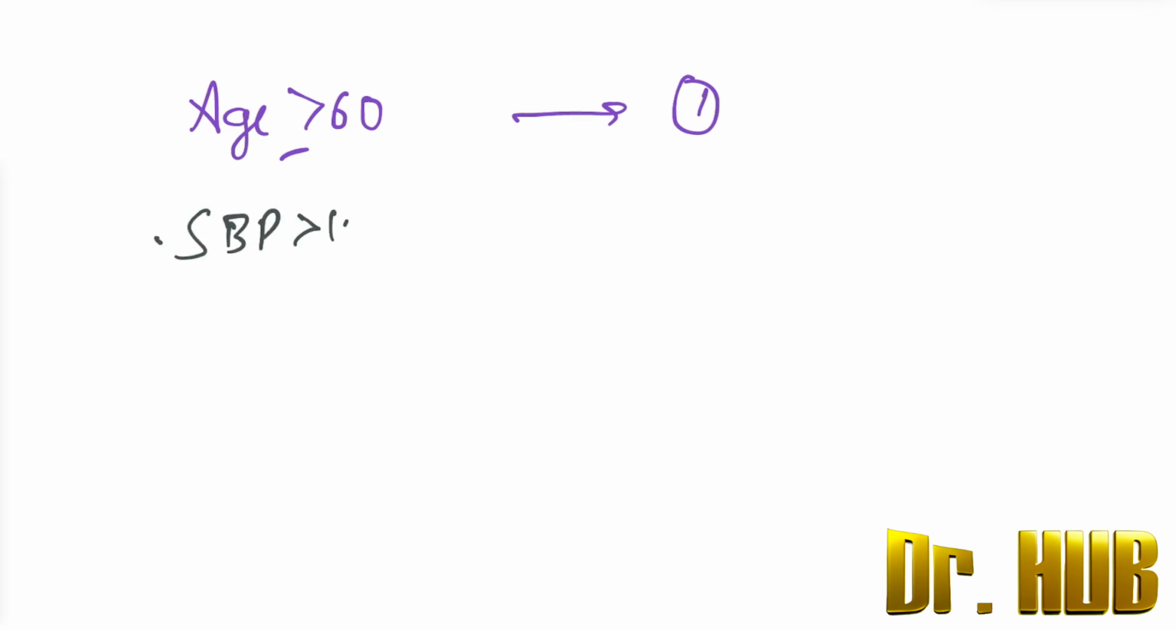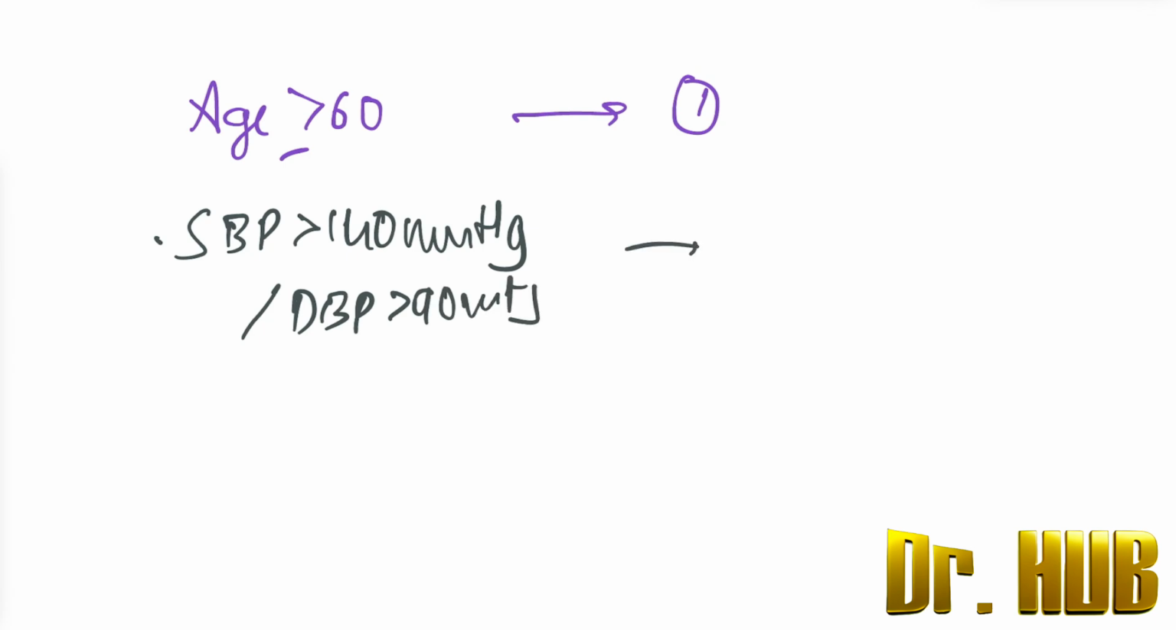So first, we look at the risk factors. Age greater than or equal to 60 signifies a score of 1 point. And also there is SBP. In terms of SBP, it is greater than 140 mmHg, or DBP greater than 90 mmHg. So all this leads to a score of 1.